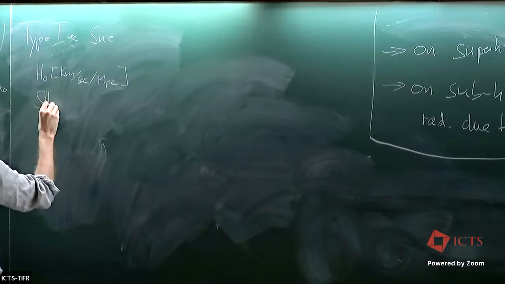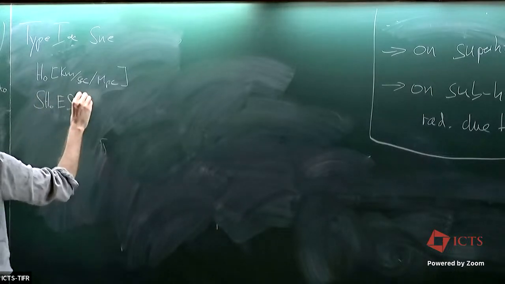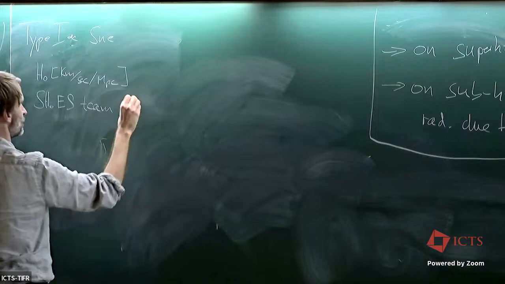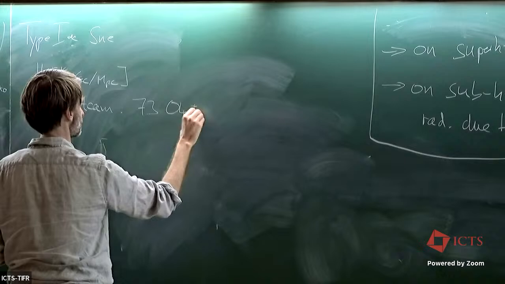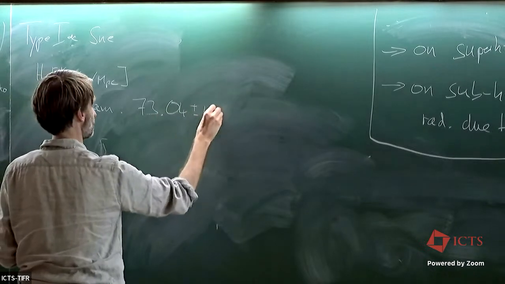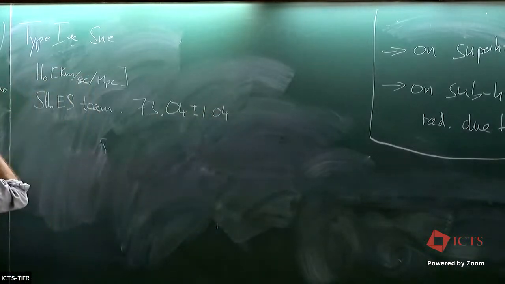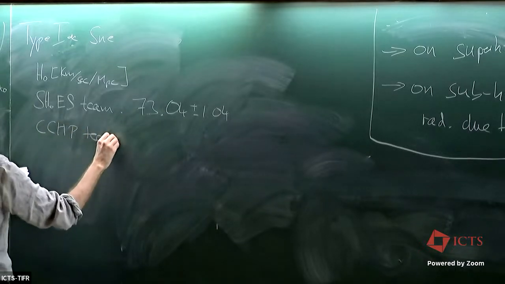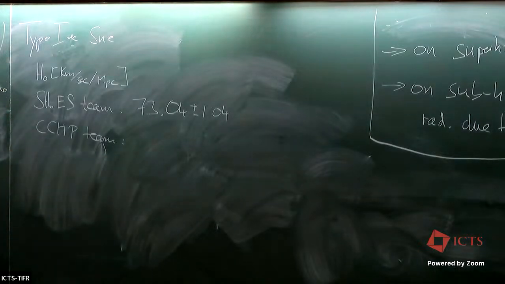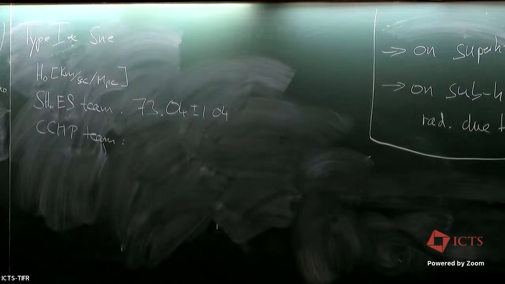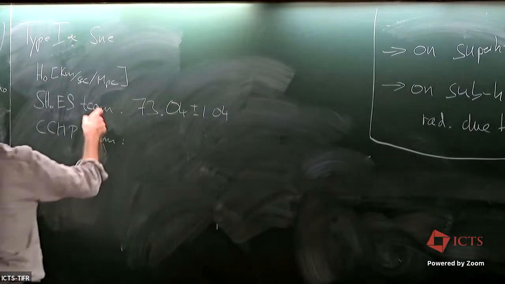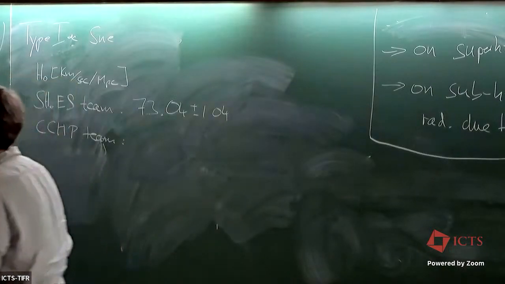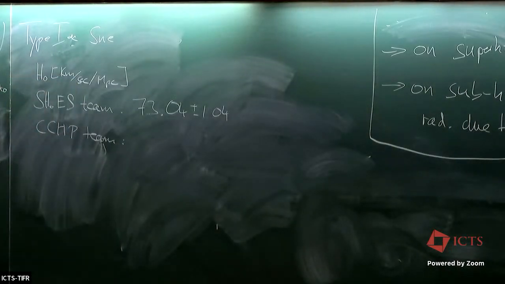if you believe the SH0ES team, you get 73.04 plus minus 1.04. And if you trust the CCHP team, they have a different way of calibrating this L, of knowing it. The SH0ES team uses Cepheids as standard candles to calibrate it. It's called the distance ladder.